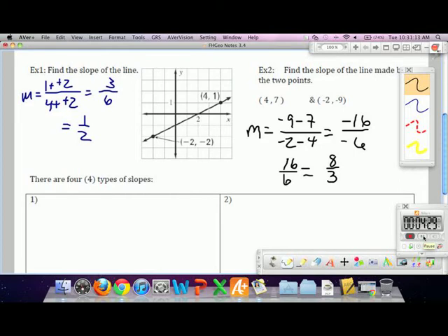Please leave slopes as fractions, as improper fractions. Don't write them as mixed numbers. They're not very useful as mixed numbers, and they're even less useful as decimals. Leave them as improper fractions if at all possible. Proper or improper, leave them as fractions. If you get negative over negative, a negative divided by a negative is a positive number. 16 over 6 is the same as 8 over 3 reduced.